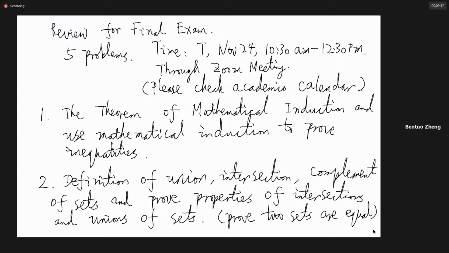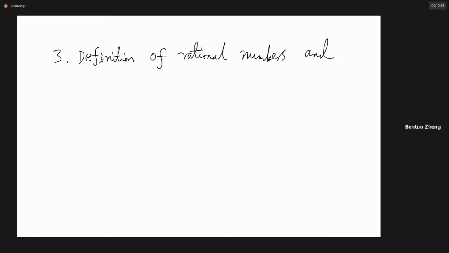All right, so the third problem is about rational and irrational numbers. So the definition of rational numbers and prove a given number is rational or irrational.